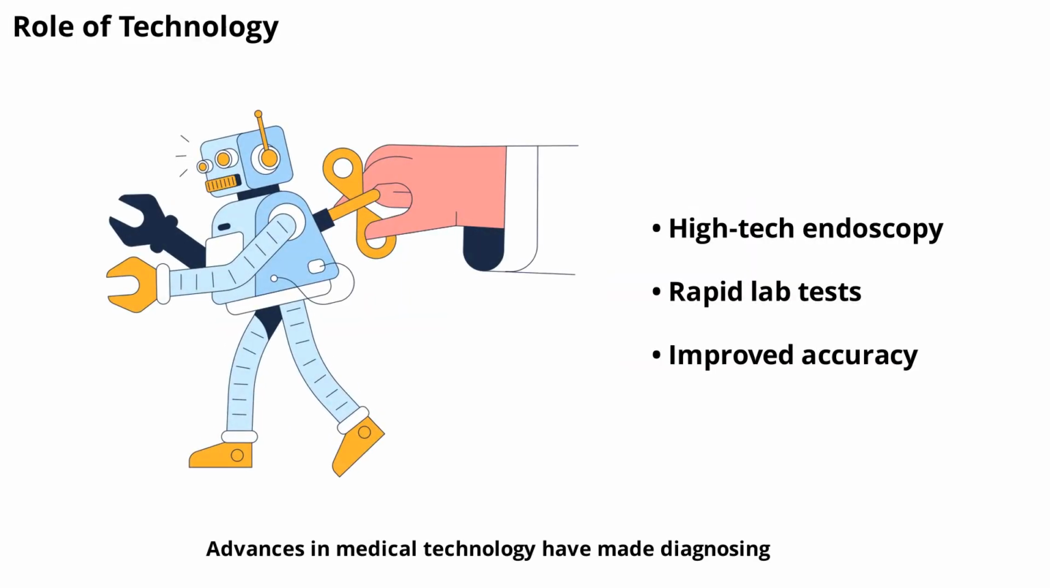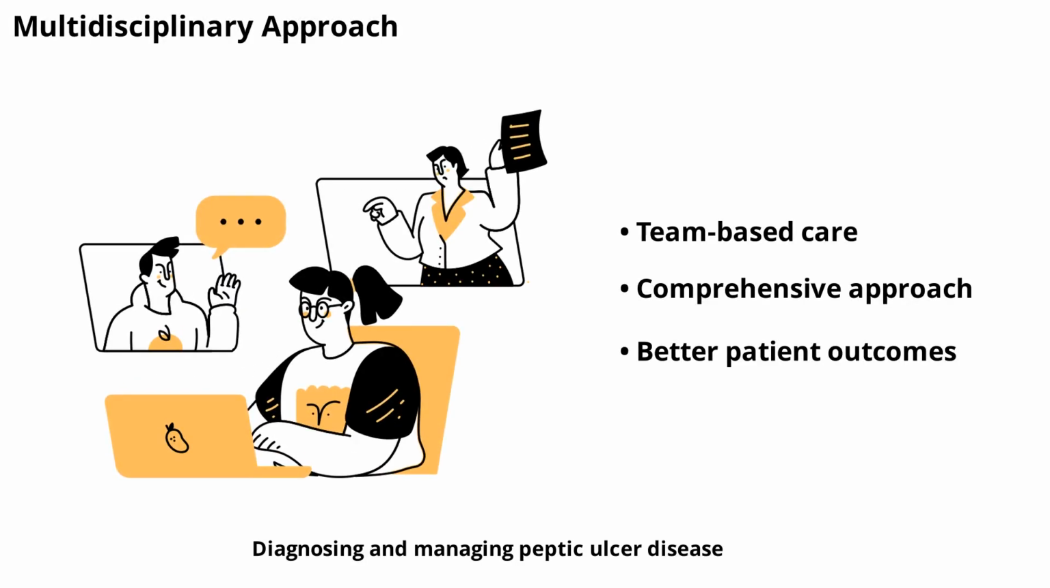Advances in medical technology have made diagnosing peptic ulcer disease faster and more accurate. From high-definition endoscopes to rapid laboratory tests, these tools help doctors provide better care and improve patient outcomes. Diagnosing and managing peptic ulcer disease often involves a team of healthcare professionals, including doctors, nurses, dietitians, and pharmacists. This multidisciplinary approach ensures comprehensive care and addresses all aspects of the patient's health.